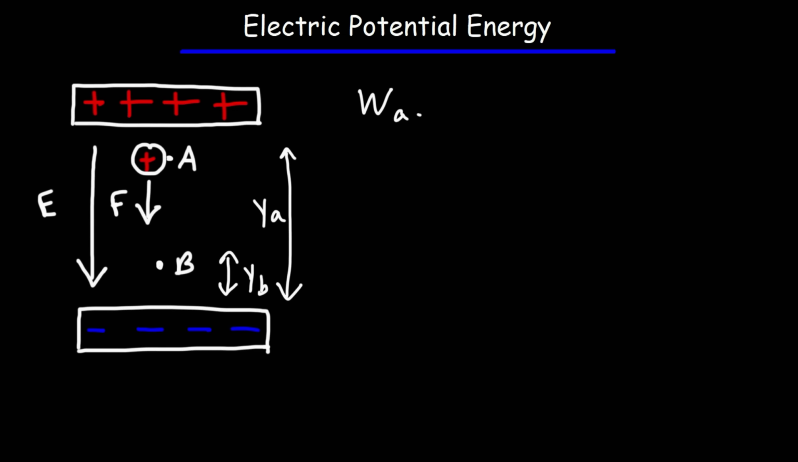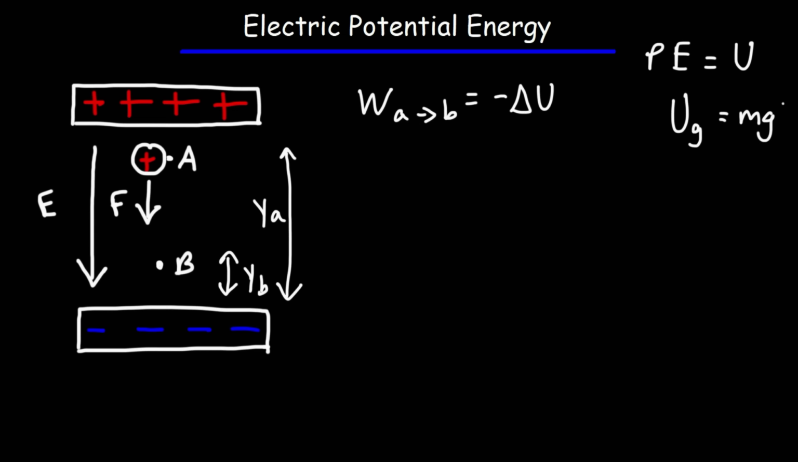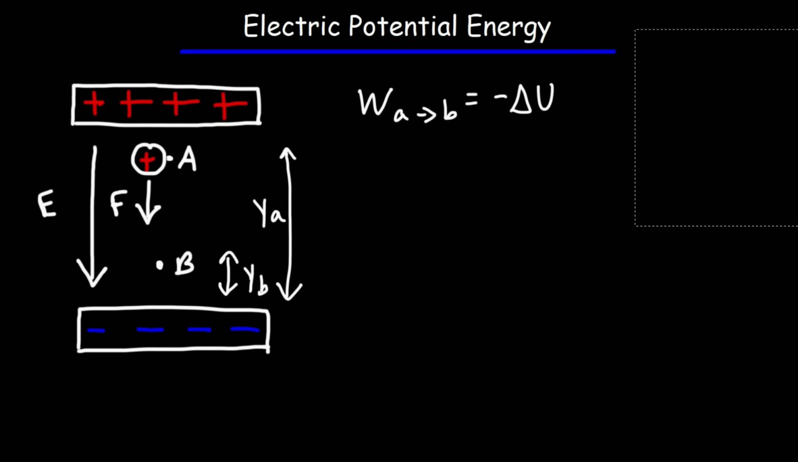The work done going from A to B is going to be equal to the negative change in potential energy. So potential energy, you could represent it as PE or capital U. You need to be able to distinguish gravitational potential energy from electric potential energy. Some textbooks will use U sub G to represent gravitational potential energy, which is mgh. Others will use UE to represent electric potential energy. And some will just use PE, so be careful with those differences. Let's use capital U in this video to represent electric potential energy.